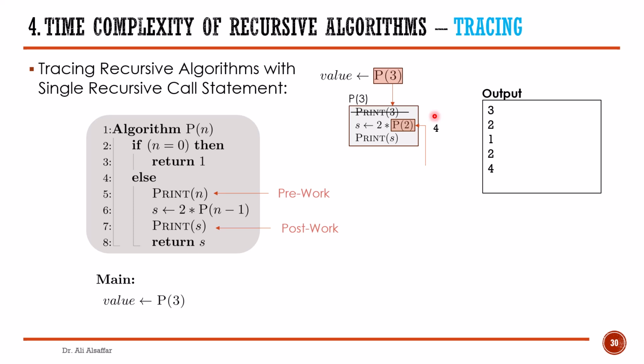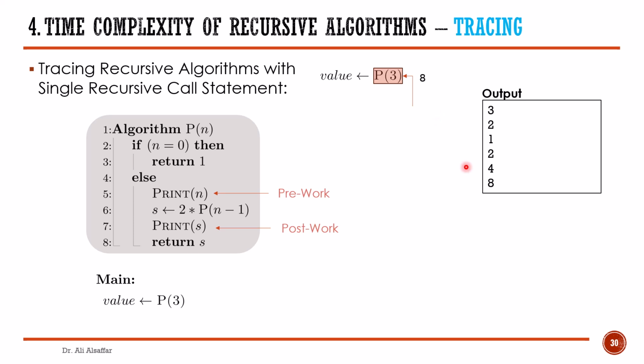Finally, when returning back to P3, multiply P2, which is equal to 4, by 2. The result is 8. Assign it to the variable s, print it on the screen, and return back to the previous recursive call, returning 8 to the call P3. That value is assigned to the variable value. So the final answer for P3 is equal to 8.